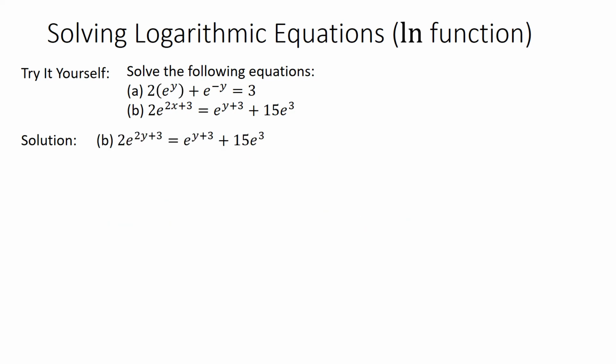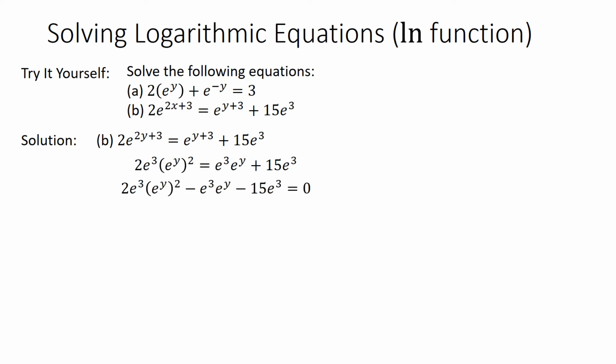For B, 2e to the 2x plus 3 equals e to the power of y plus 3 plus 15e cubed. So we need to modify it, right? We see the plus in the power, so we can change it to become multiplication. So it will be 2e cubed times e to the power of 2x equals, right, e cubed e to the y plus 15e cubed.